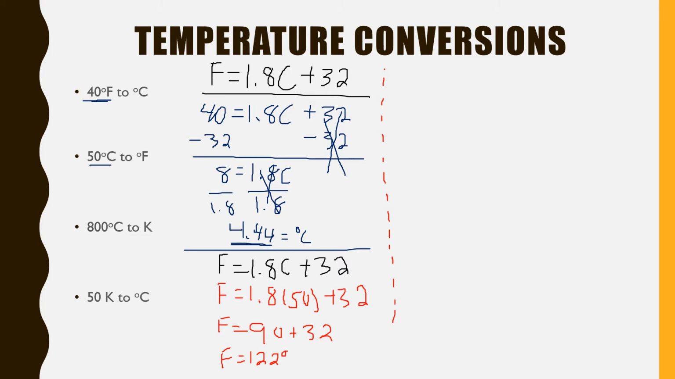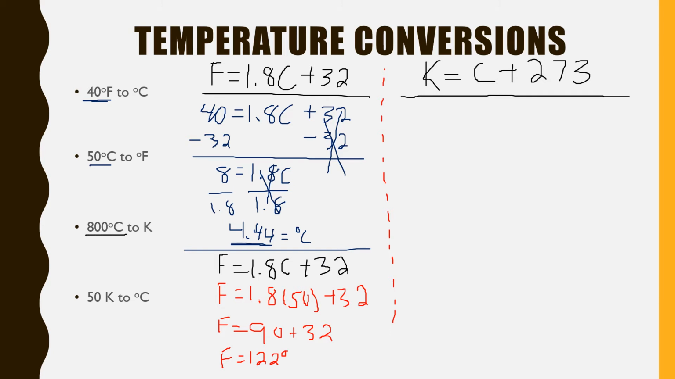But there is another equation that you can use, and that's the Kelvin equation. Kelvin equals Celsius plus 273. Please use the equation that I give you. Please do not use the internet and look up other equations. They are different and they will give you different answers.